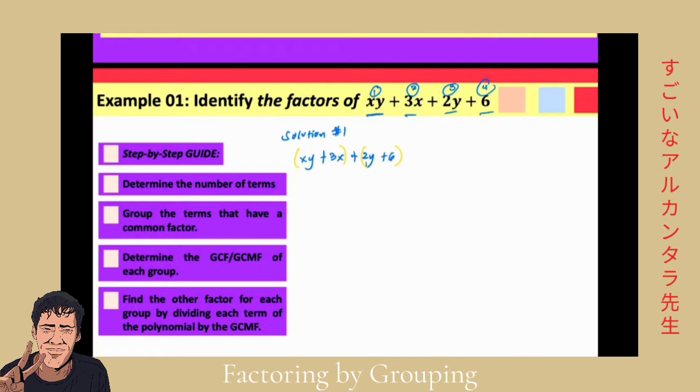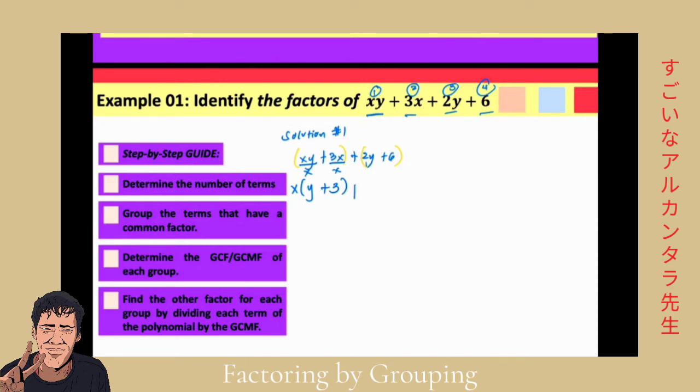So if we focus on xy and 3x, we can already see that they both have the variable x, so that we can bring out. And that is actually their GCF. So xy divided by x is equal to y. 3x divided by x is equal to positive 3. As easy as that.